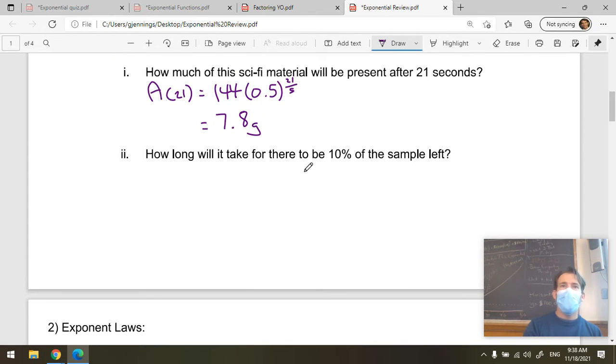But what if I want to know how long it will take for there only to be 10% left? Oh, okay, well then, now I know that I don't care about the initial amount. I don't care about the final amount. I just want the final amount divided by the initial amount to be 10%. So that's going to look like this. 10% is equal to 0.5 raised to the power t over 5. Okay? So now I can write that as a decimal. 0.1 is equal to 0.5 to the t over 5.